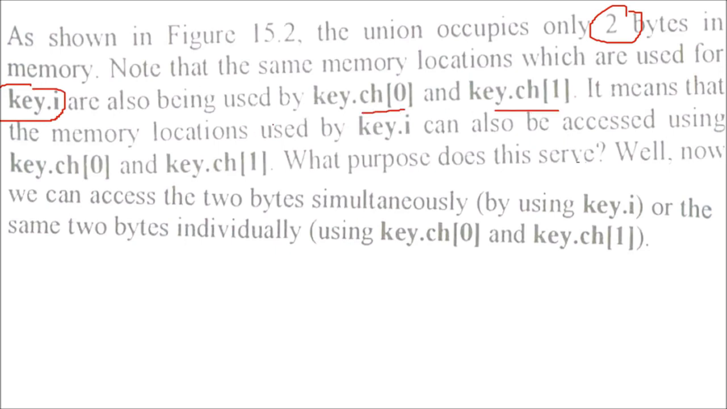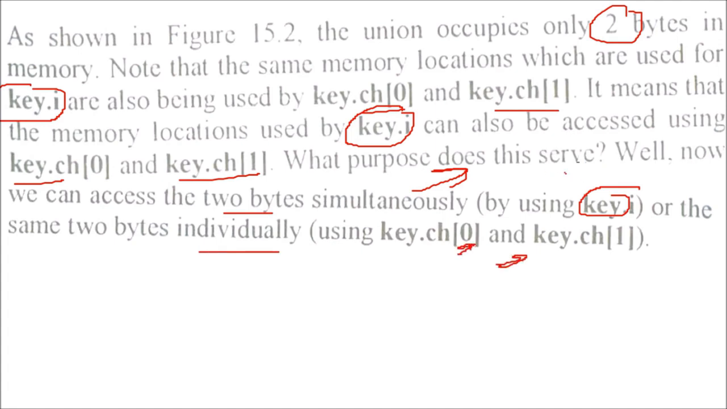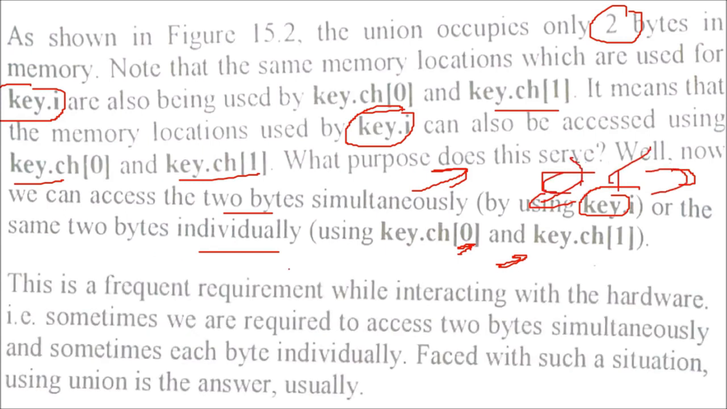So this means that the memory location used by key.i can be accessed using key.ch0 and key.ch1, right? So what is the purpose it solves? We can access 2 bytes simultaneously using key.i, or the same 2 bytes individually. Sometimes we would want that only 1 byte we need to take. Why take 2 bytes? Or we want to take the bytes individually. This is a very frequent requirement when we are dealing with hardware. We are required to access 2 bytes simultaneously, or sometimes we want individual bytes to be taken out. In this situation, union is the best answer.